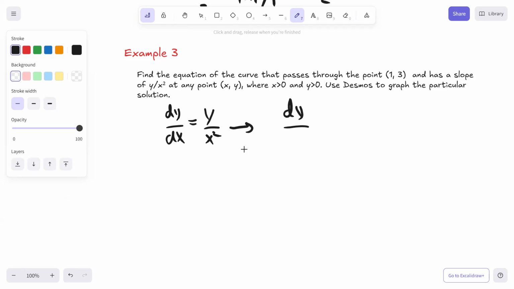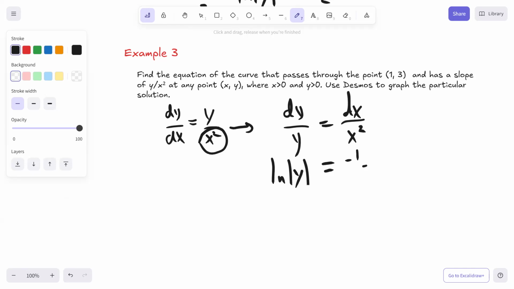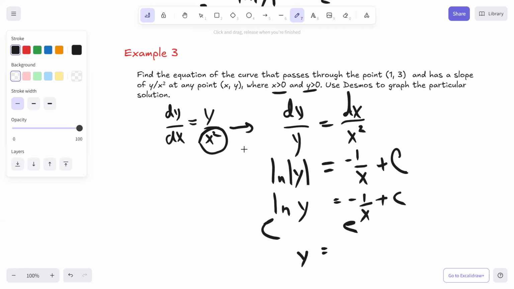Separating, you would divide by the y. This x squared would still be in the denominator, so you'd have dx over x squared. So this would be natural log absolute value of y equals negative 1 over x plus c. Since x and y are both greater than 0, we don't need the absolute value on the y because that was the constraints right here. So negative 1 over x plus c. And then if we exponentiate both sides, we'd have y equals e to the negative 1 over x plus c.